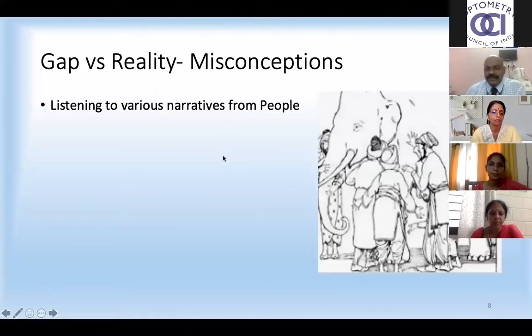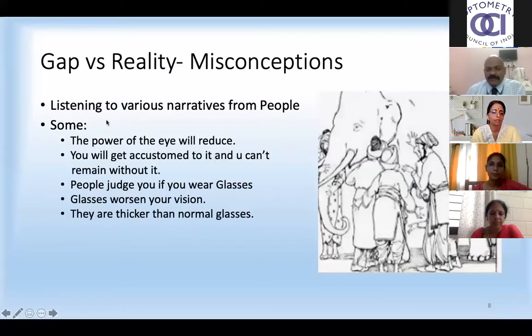Listening to various narratives from people, some of these misconceptions are that the power of the eye will reduce. Of course, all of us would have heard these from patients. You will get accustomed to it and can't remain without it. People judge you if you wear glasses. Glasses worsen your vision. They are thicker than normal glasses. I'm sure there are many other things people say about presbyopia and why they should not wear glasses immediately. They even say that if you wear glasses for a longer period, you get addicted to it. These are some of the misconceptions which float around.